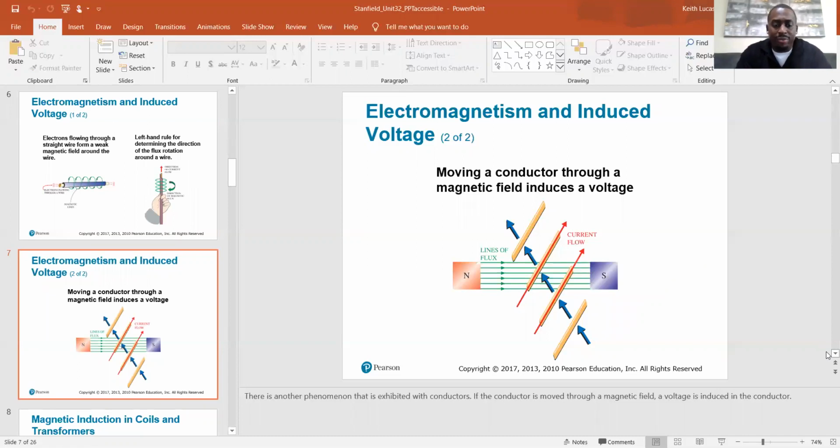Electromagnetism and induced voltage. There's another phenomenon that is exhibited with conductors. If the conductor is moved through a magnetic field, a voltage is induced in the conductor. Here you have four conductors, but there's no current in these two because they are not in the magnetic field. But these two that are in the magnetic field have induced current going through them.